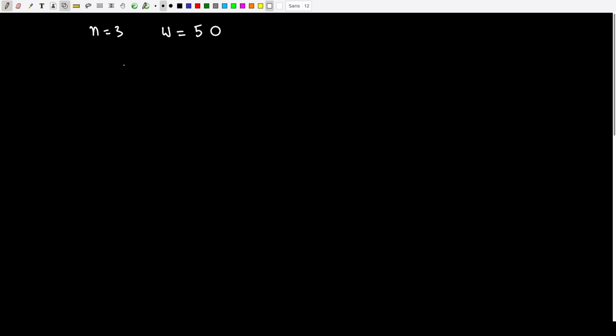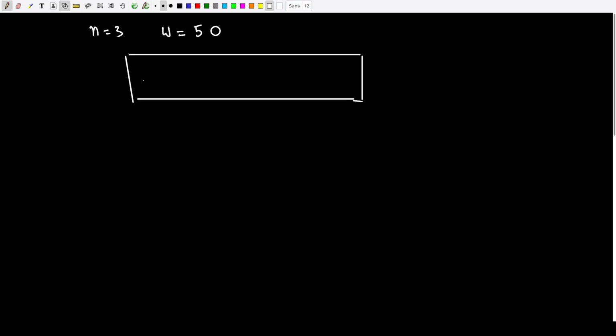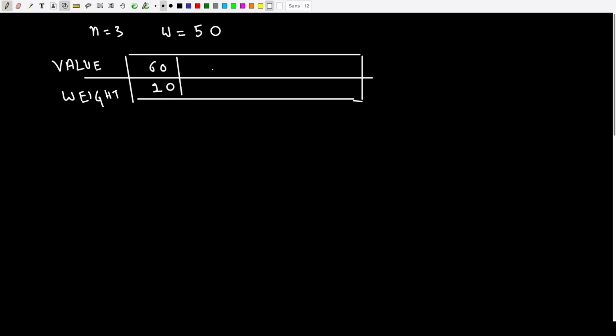Now we are given 2 arrays. One array is the value of the item, and the other one is the weight of the item, that is, how much it weighs. For instance, the first one has value 60 and weighs 10 units. The second one has value 100 and weight 20 units. The third has value 120 and weight 30 units.